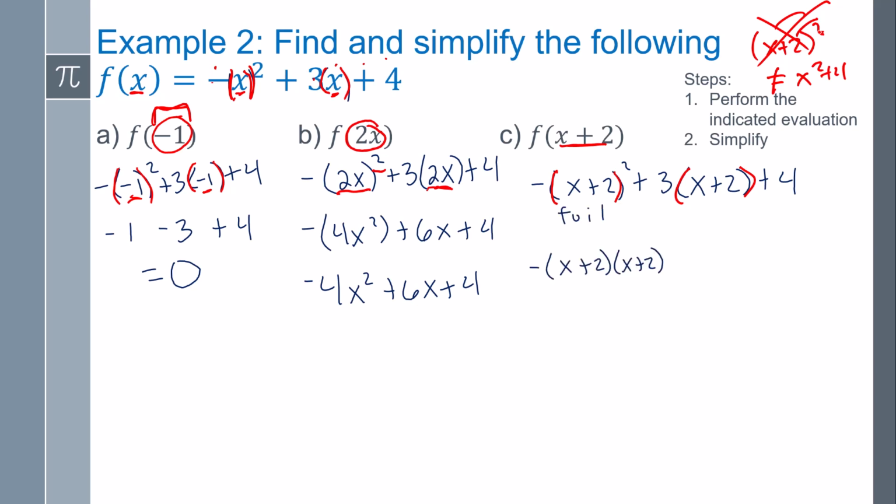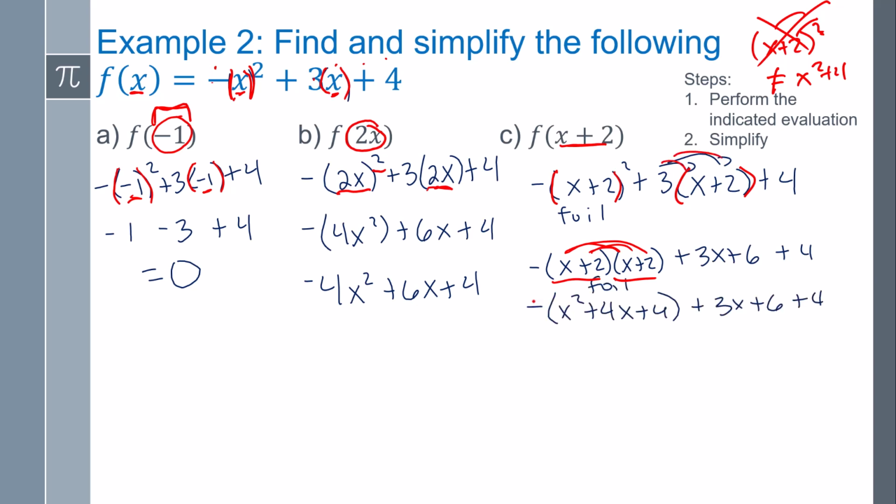So you need to FOIL or distribute or whatever it is that you've learned on how to do that. But it's saying I have 2 of them. So that's why I wrote it twice. So now we multiply it. x times x, x times 2, 2 times x, 2 times 2. And then the 3 distributes. And so the negative distributes, combine like terms, because of the negative 4x and the 3x and the negative 4 and the 10, combine everything together, and we get that statement there.